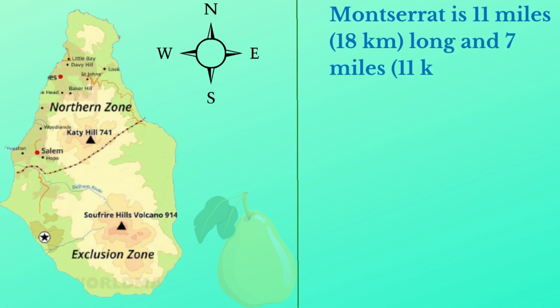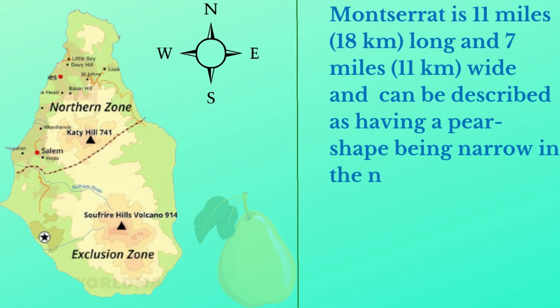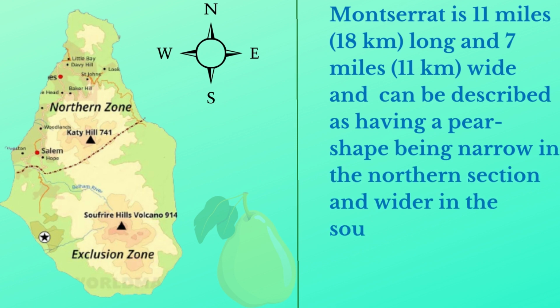Montserrat can be described as having a pear shape because it is narrow to the north and it is wider in the south. It is 18 kilometers long and 11 kilometers wide.